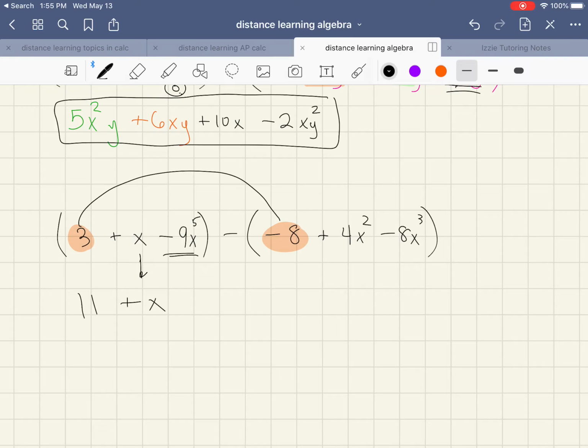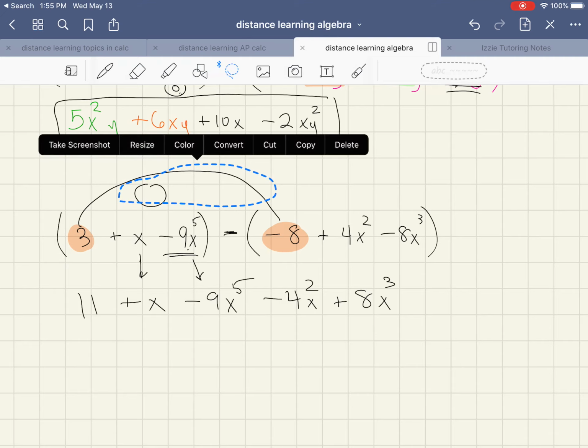There's also nothing in the second part that has an x to the fifth, so I'm going to drop the negative 9x to the fifth down. And then we're going to subtract 0 minus 4x squared. And then 0 minus negative 8x cubed, which will change it to plus 8x cubed. Now there's a slightly different way to do each of these subtraction problems, and I'll just demonstrate with this last one.